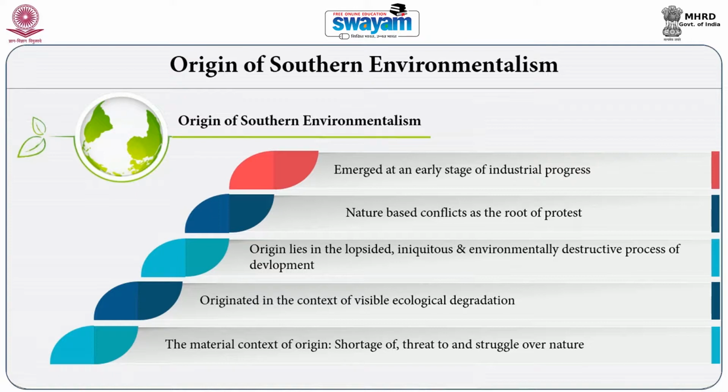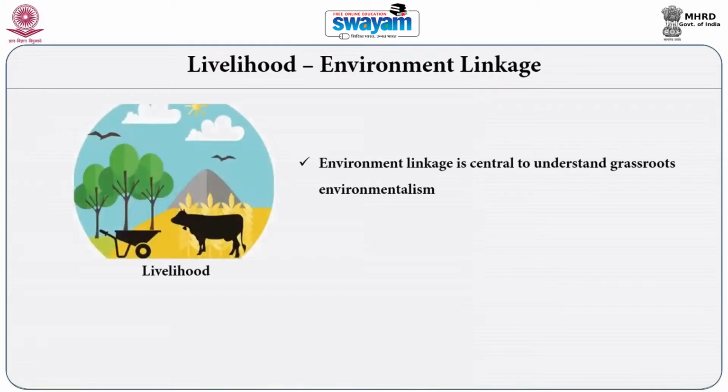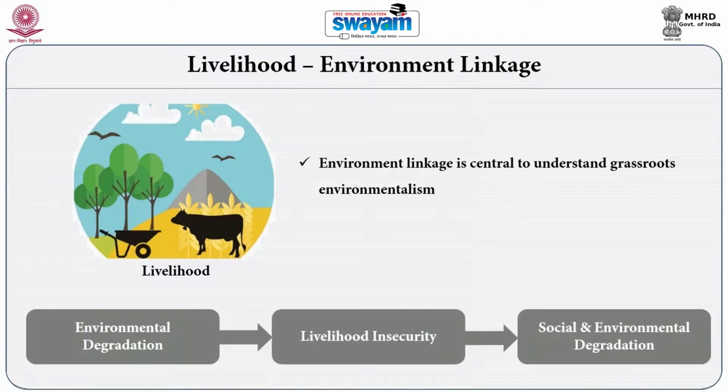In that sense, that industrialization process resulted in degradation of nature, and degradation of nature created an insecurity in livelihood. Therefore, this insecurity in livelihood and degradation of nature are essentially related, and there lies the origin of environmental movements and environmental ideas in the global south. So to understand the emergence of environmental movements in the global south, we need to understand the basic linkage between environmental degradation and the loss of livelihood. In that sense, there is an intrinsic relationship between loss of livelihood and environmental degradation. Therefore, the livelihood-environment linkage is central to understanding grassroots environmentalism in the global south.